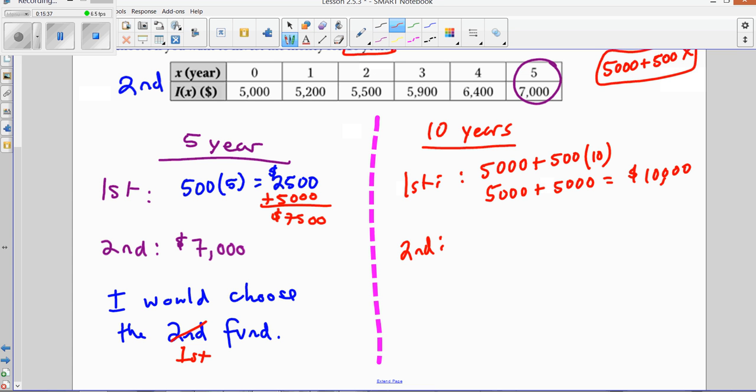But our second fund, we still need to know what it is. Now notice, our second fund only goes up to 5 years. Well, right now we're in trouble. Unfortunately, they didn't give us an equation, but they did give us some numbers, and maybe we can see a pattern here. My years go up by 1: 0, 1, 2, 3, 4. But how much I'm going to have is 5,000, and this goes up by 200. Then 5,200 to 5,500 goes up by 300. Then this goes up by 400, and this goes up by 500, and this is 600. So if you notice, there's a bit of a pattern occurring here.